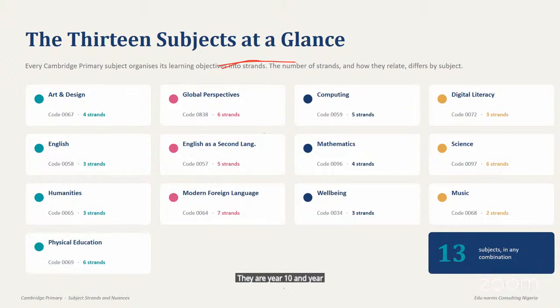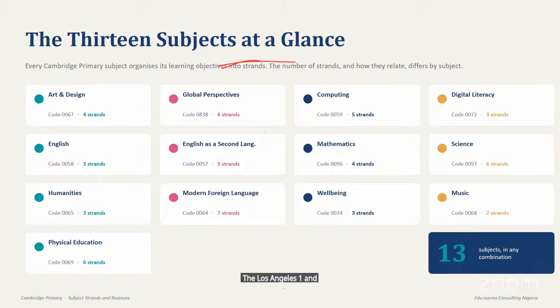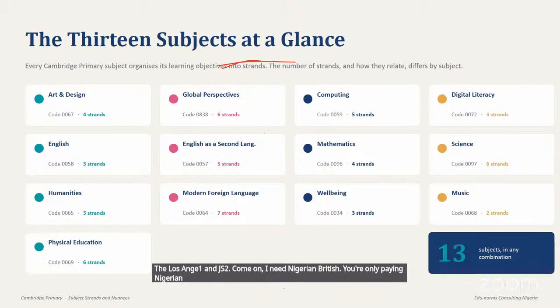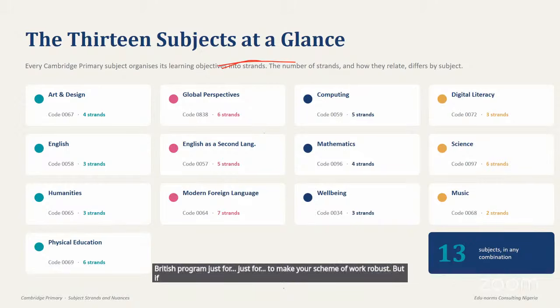So if you are in a Nigerian British Academy and you're still using basic 1 to 5 or grade 1 to 5, not bad. But when you get to the secondary, you're not saying JS1 and JS2. Come on. You're not running Nigerian British, you're running purely Nigerian. Except maybe you're using the Nigerian British curriculum just to make your scheme of work robust. But if you truly call yourself Nigerian British, then you need to adjust the nomenclature of naming your classes.